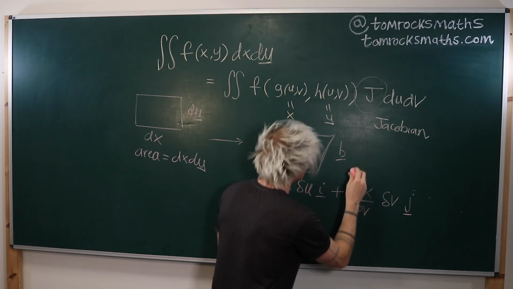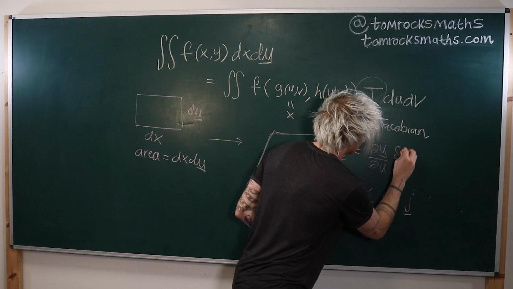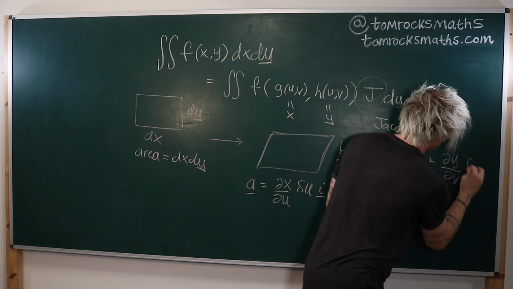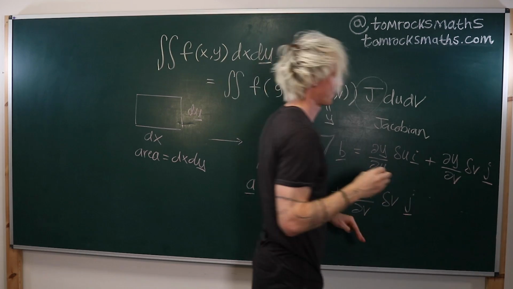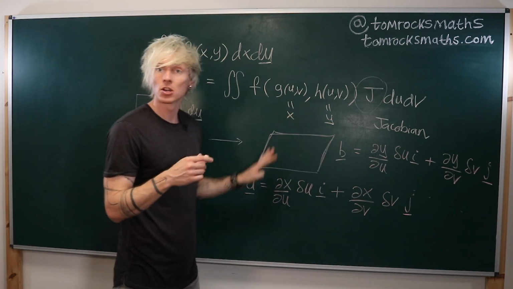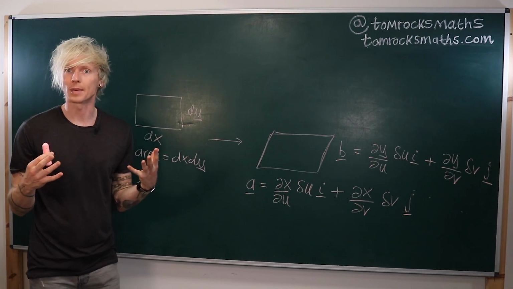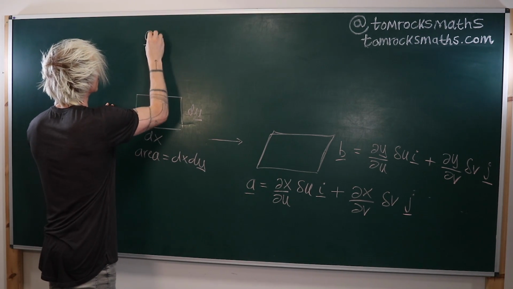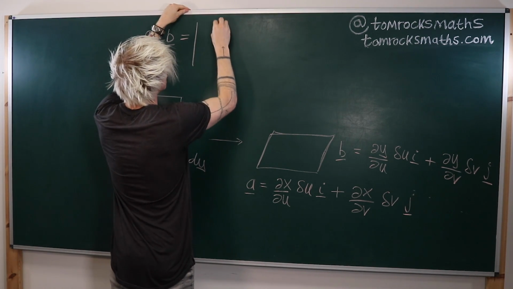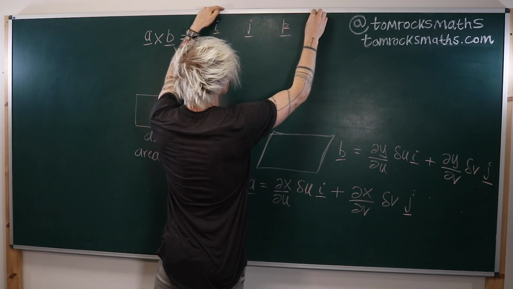And on the side we have b is equal to dy by du delta u i plus dy by dv delta v j. And as we calculated before, the area is A cross B. To compute the cross or vector product, we use determinants. So A cross B is equal to the determinant, where the top line is i j k for our vector components.